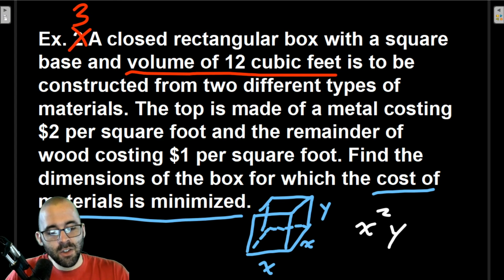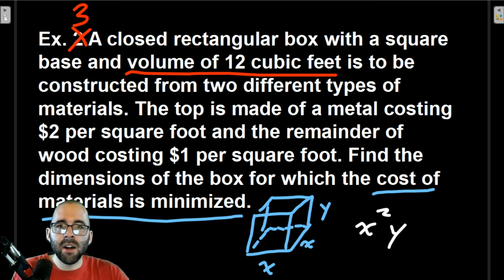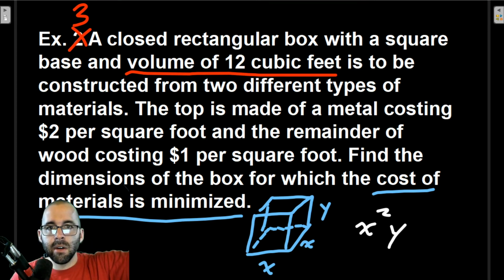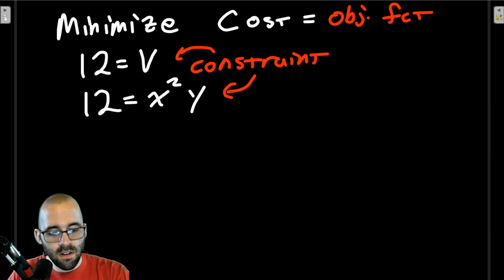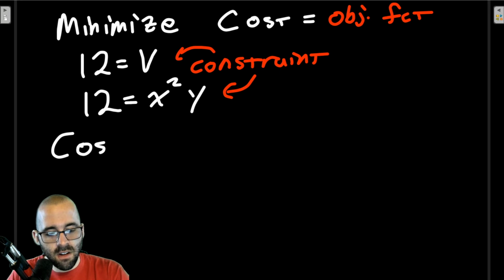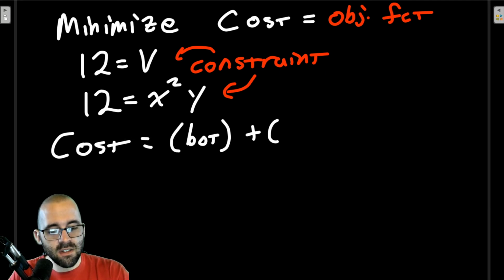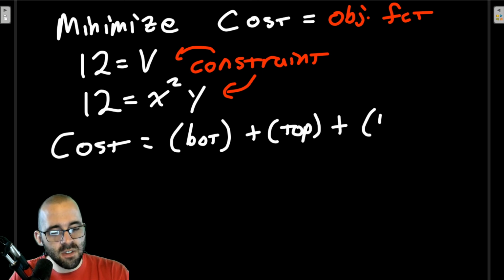All right, so we want to find the cost of this. So if we're making a box, the cost is going to just be the cost of the bottom, plus the cost of the top, plus the cost of all the sides, right? So our cost here is going to be the cost of the bottom, plus the cost of the top, plus the cost of 4 sides.